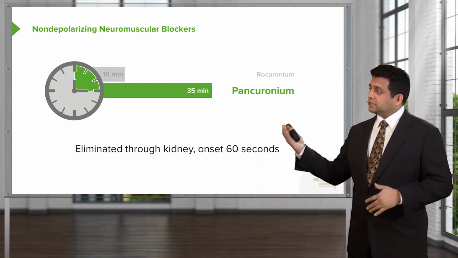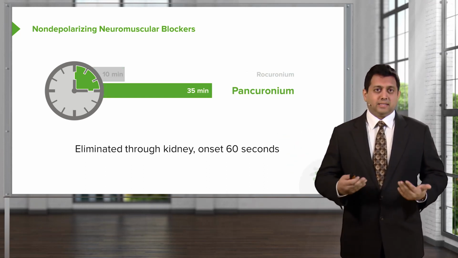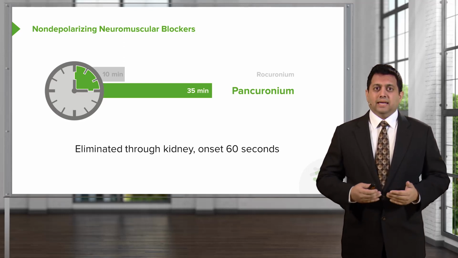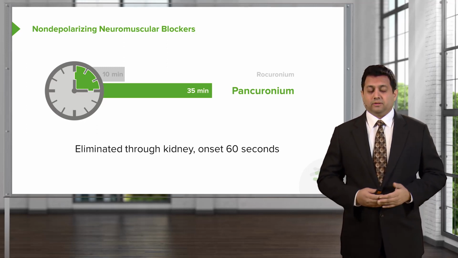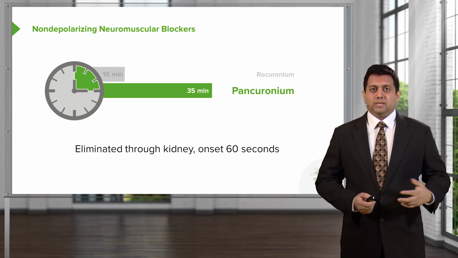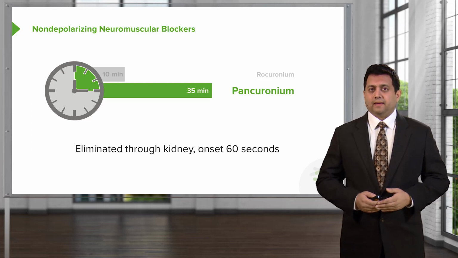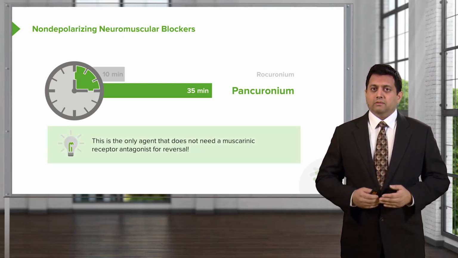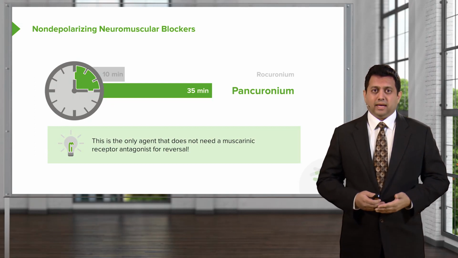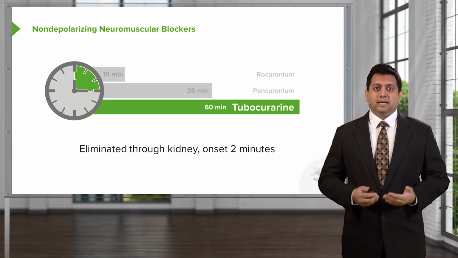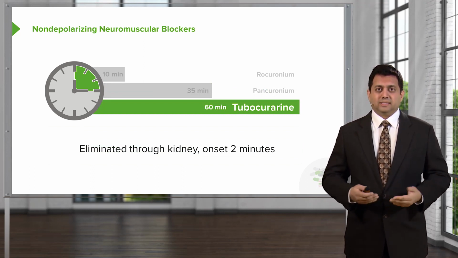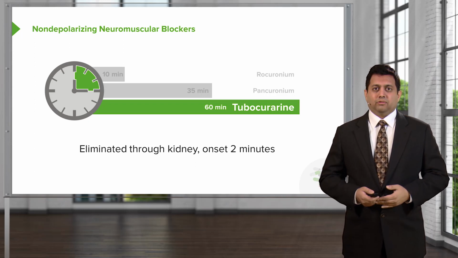I personally have more experience with pancuronium. This is something that is used in the ICU. It has an onset of action of about 60 seconds and lasts for about 35 minutes, and it is more used in the ICU than in the operating room. Remember that pancuronium is the only agent here that does not need a muscarinic receptor antagonist for reversal. Finally, there's tubocurarine. Tubocurarine has an onset of about 2 minutes and lasts about 60. It is eliminated through the kidney.